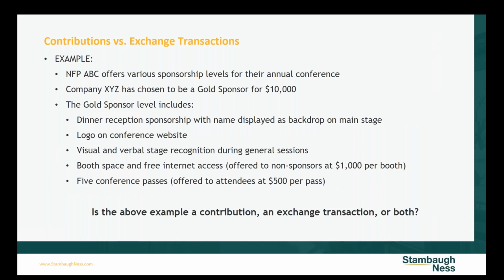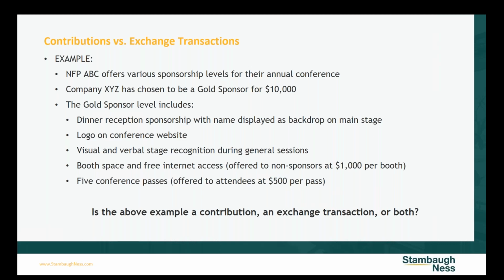So, an example of this. I tried to pick examples that would be useful to the majority, so I apologize if this example doesn't apply to you, but hopefully it's familiar to most of you. In this example, our nonprofit ABC offers various sponsorship levels for their annual conference. This could be a conference, a gala, any kind of event. And company XYZ has chosen to be a gold sponsor for $10,000.